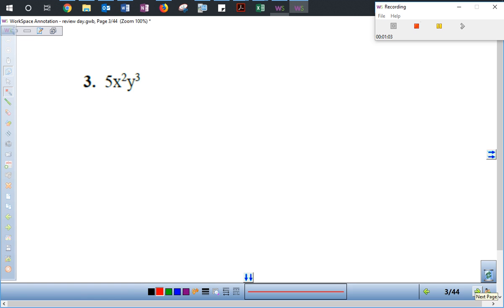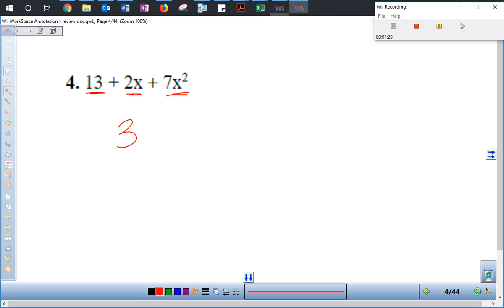Number 3, pause the video. There again are no addition signs, no subtraction signs, and no equal signs. So that means there's only one term. Even though there are multiple variables, it is just one term. Number 4, pause the video, answer the question. Hopefully you saw here that there are 3 terms, 13, 2x, and 7x squared.